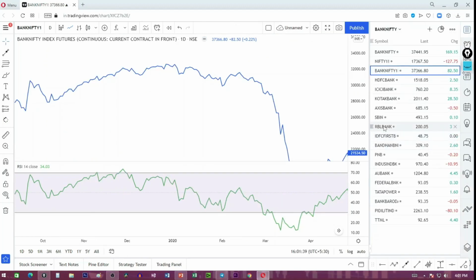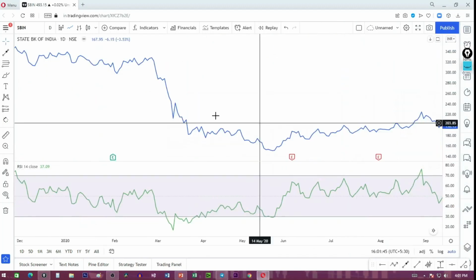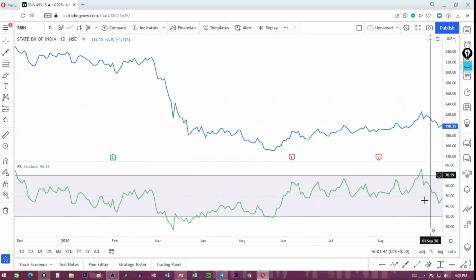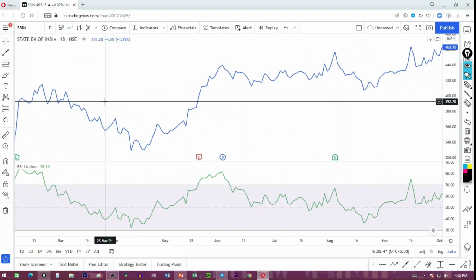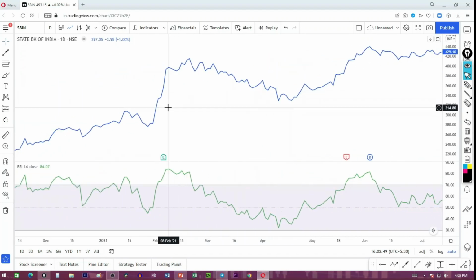Let me change Bank Nifty to State Bank of India, and we need some upside move. And very recent time, this is chart of SBIN on daily time frame. Clearly seen price make higher high, and same time RSI make lower high, and this negative classical divergence helped the price to come down. Try to find out another example.